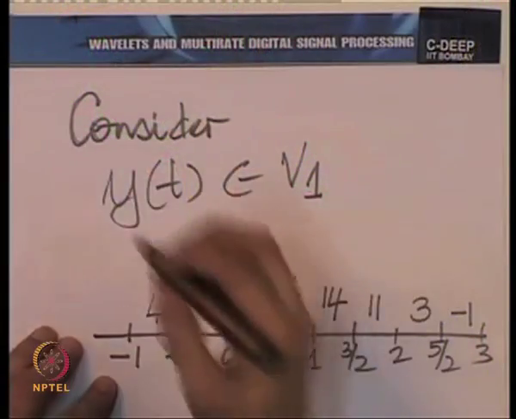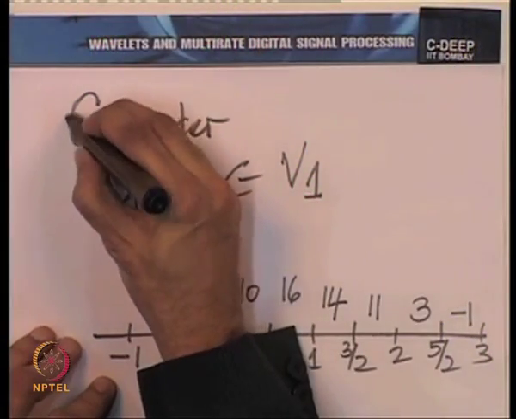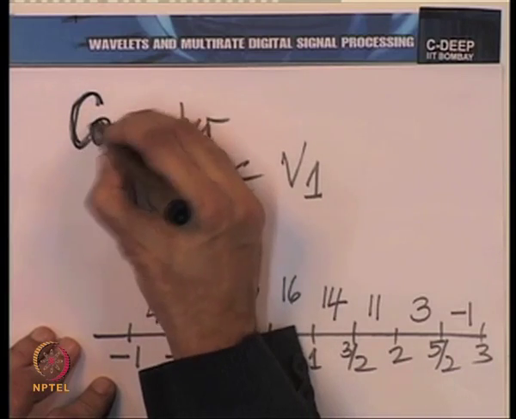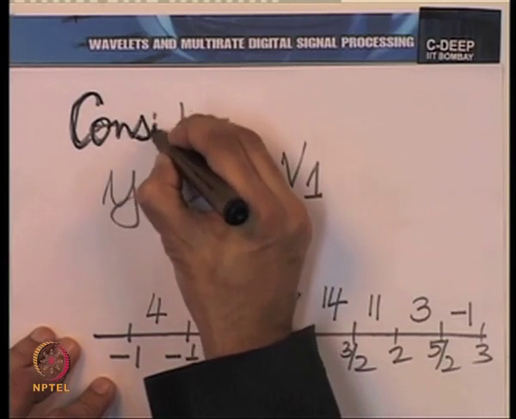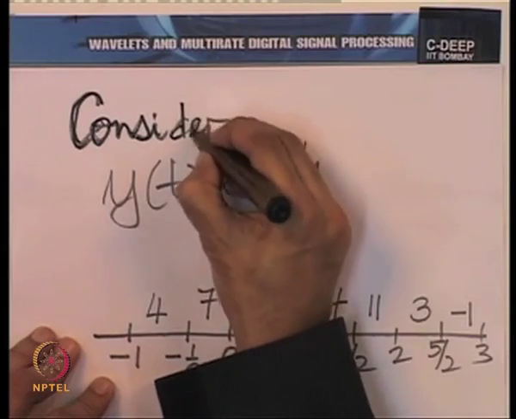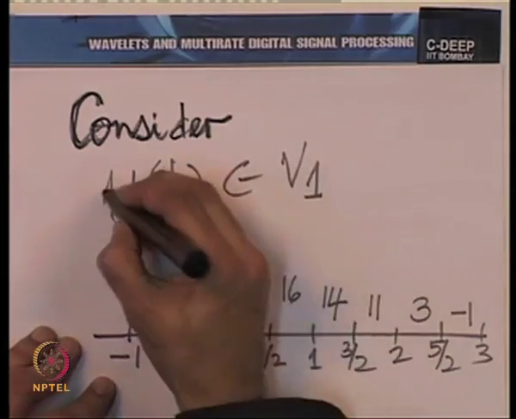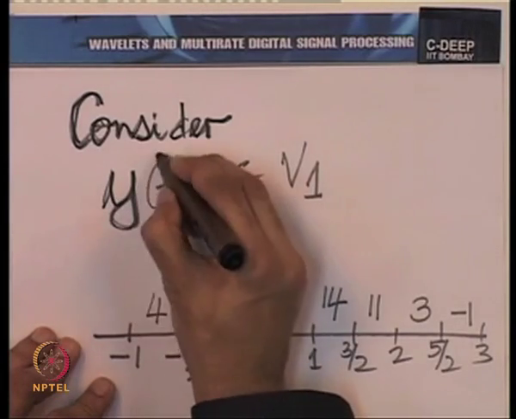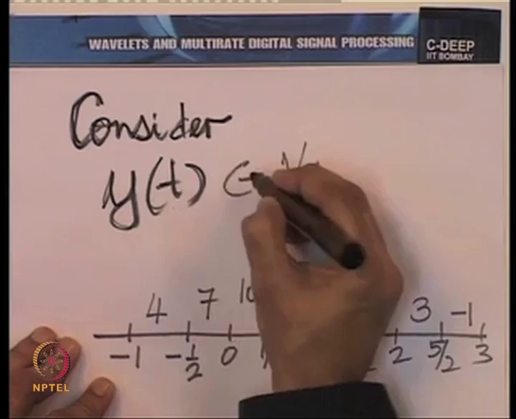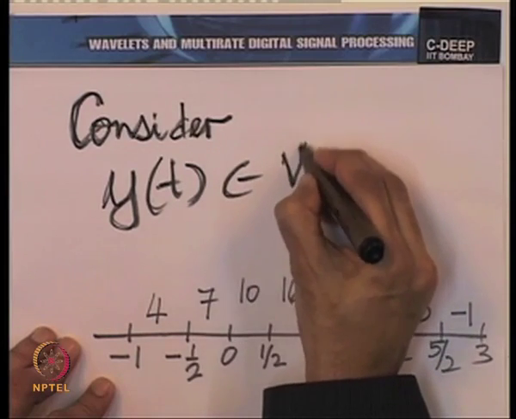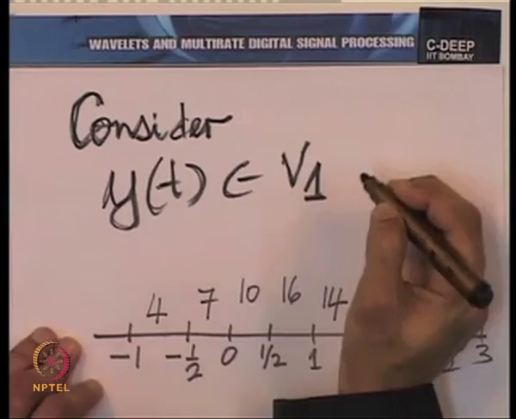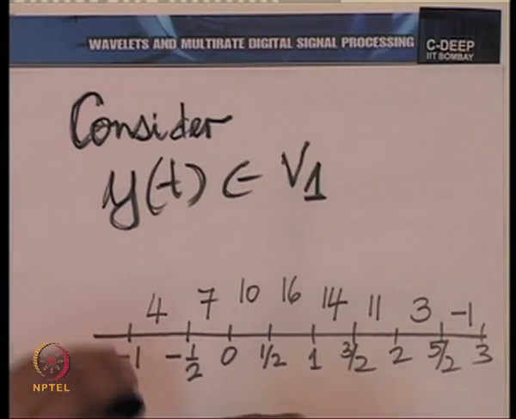Now, towards that objective, let us go back to the example we brought up last time. Now, I shall highlight before you the example once again. So, let me reiterate the example. So, we consider a function y(t) belonging to V1 as understood in the Haar multi-resolution analysis.